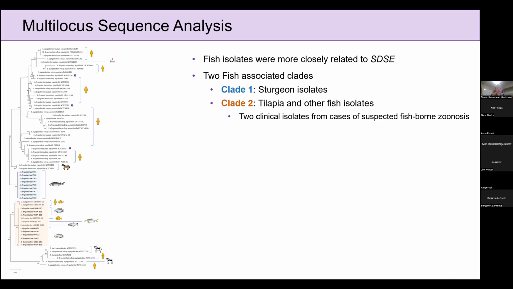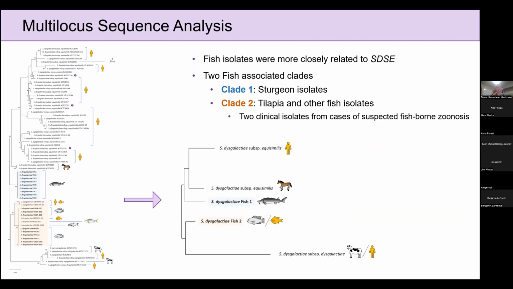And what we found was pretty cool. So there's our big tree on the left, which we can break down a little bit more into a simpler form. So we have our S. dysgalactiae subspecies equisimilis from humans, and that groups separately from those from horses. But it also groups more closely to 2 groups of our fish.